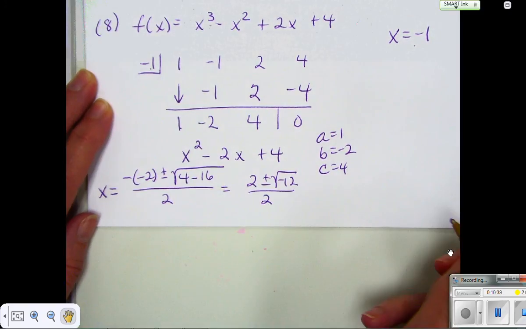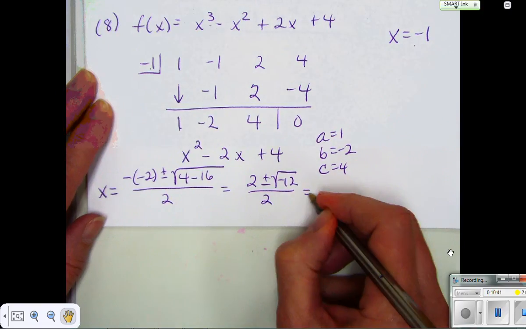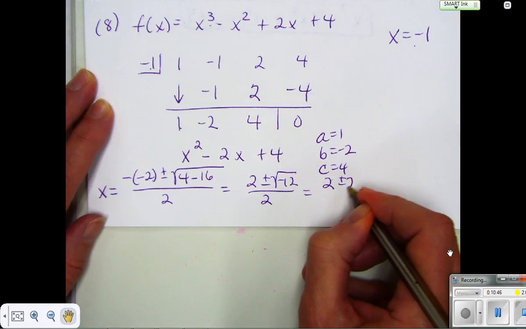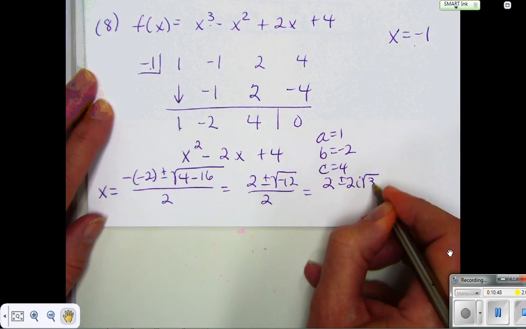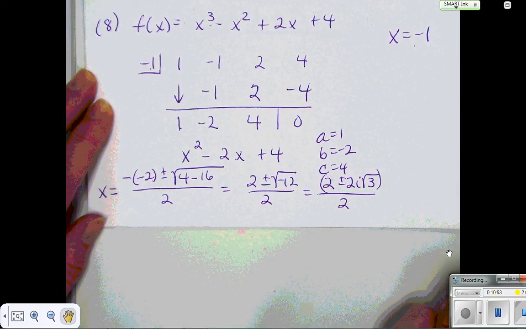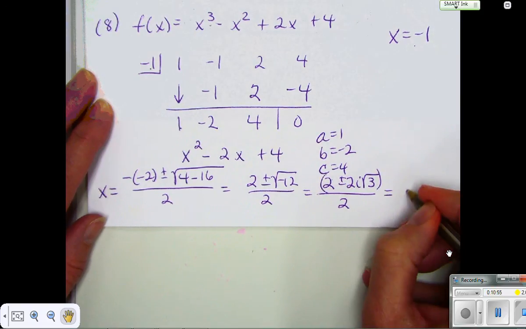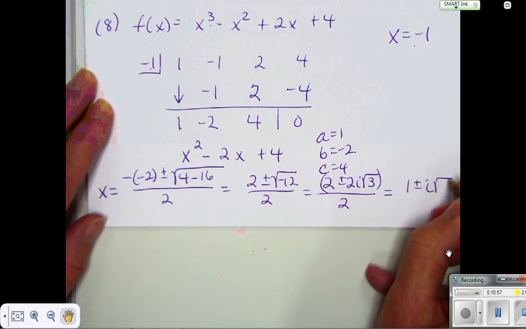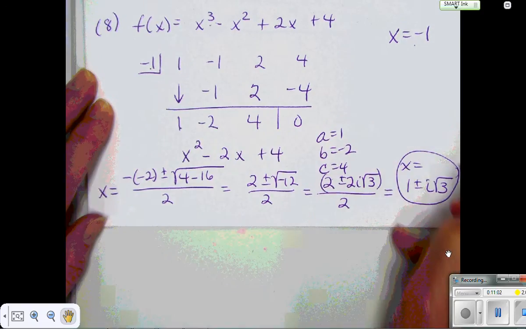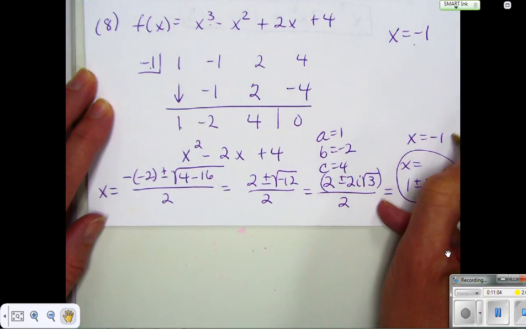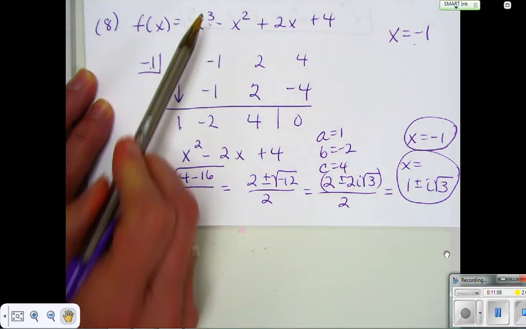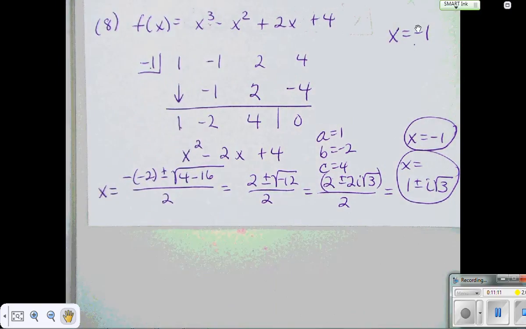And I can simplify that square root of 12 to 2i radical 3. And again, in this numerator, I can take a 2 out all the way across, so that's going to simplify to 1 plus or minus i radical 3. So here are my 2 imaginary terms, and then I also have x equals negative 1. I found all 3 of my zeros, just like my degree says that I have 3. And those are your answers.